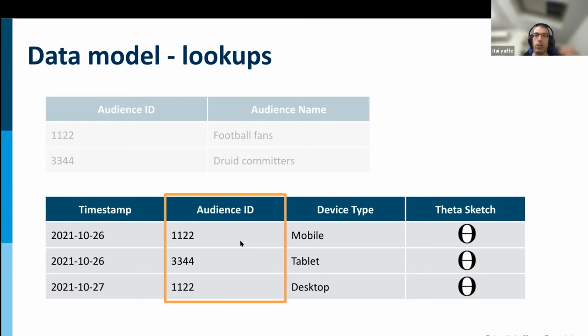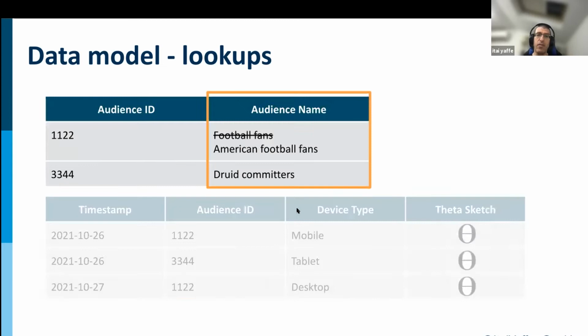And so the way to actually present the audience name is to either do a join or to use the lookup SQL function and replace the audience ID with the actual audience name. And finally, when we want to achieve what we started off with, meaning changing the audience name, we'll only need to do it in one place. And this is the origin of the lookup table.